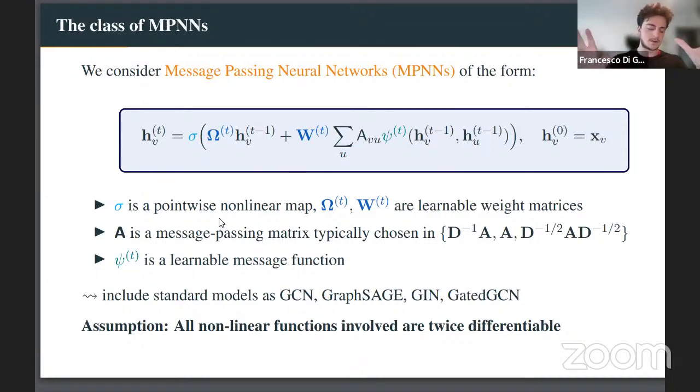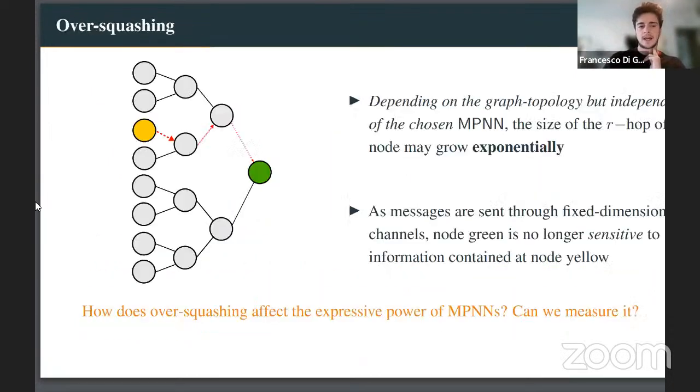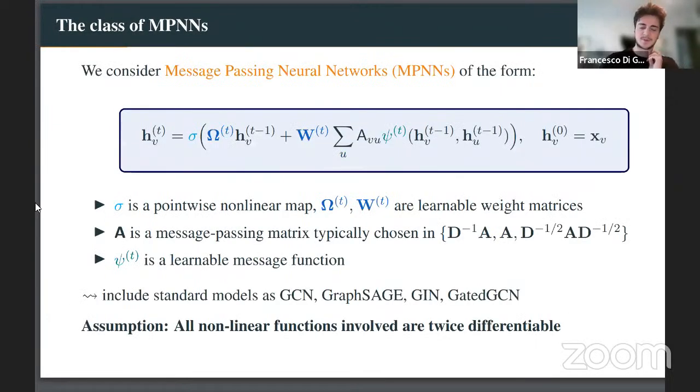The features can also include positional information. So in fact, this is a very general analysis of message passing neural networks for geometric graphs, point clouds, or 2D graphs. The only assumption that we make is that all nonlinear functions involved, so in particular sigma and the message function psi, will be taken to be twice differentiable. So we will see in a second why we make such an assumption, but I want to emphasize that this is by no means a strict requirement.